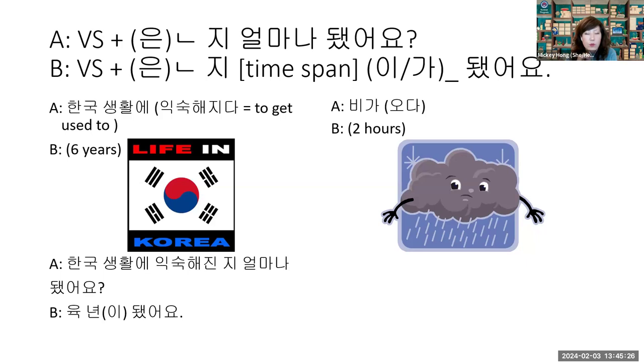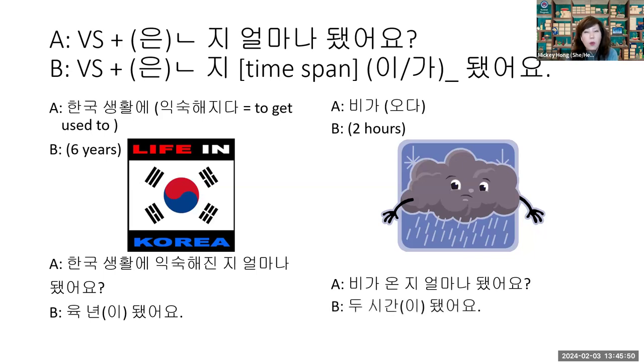You can drop the subject marker. It's a very simple answer. How long has it been since it's been raining? It's been raining for 2 hours. 비가 온 지 얼마나 됐어요? How long has it been since it's been raining? 2시간 or 2시간이 됐어요.